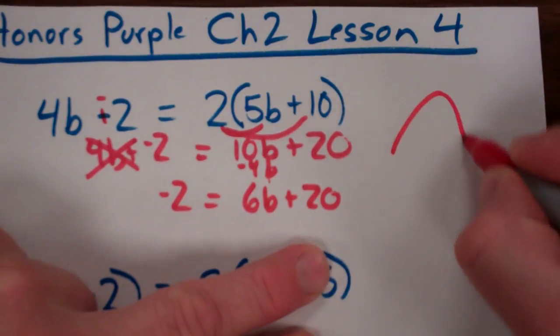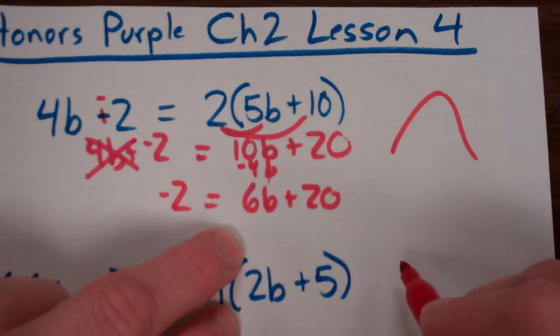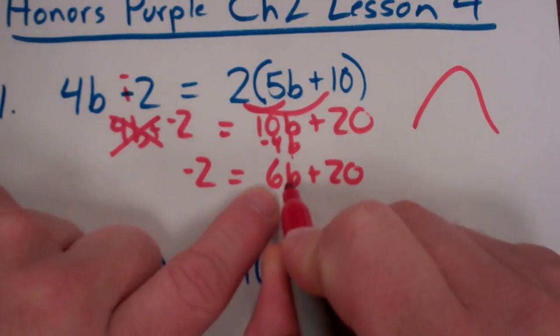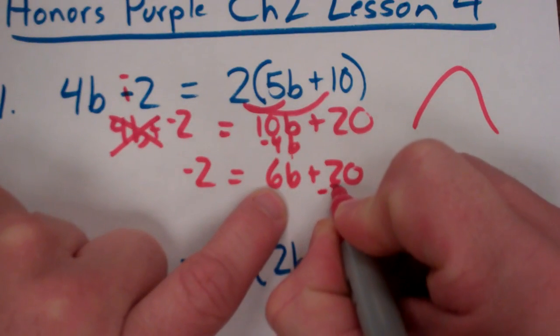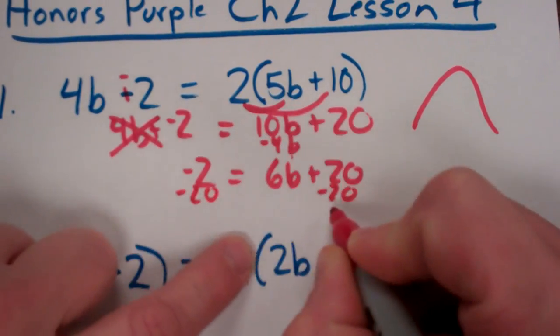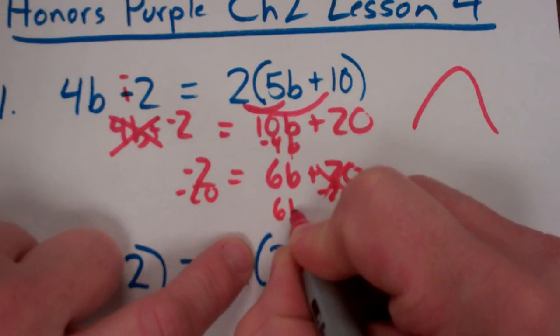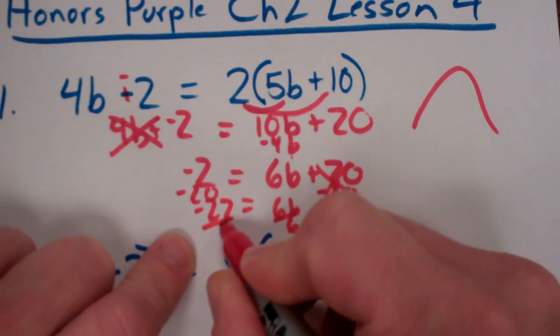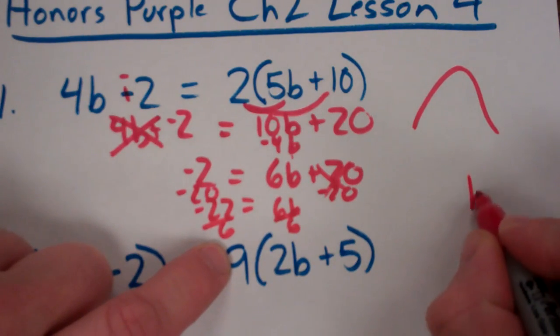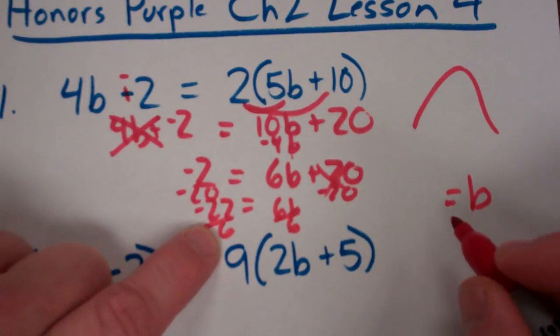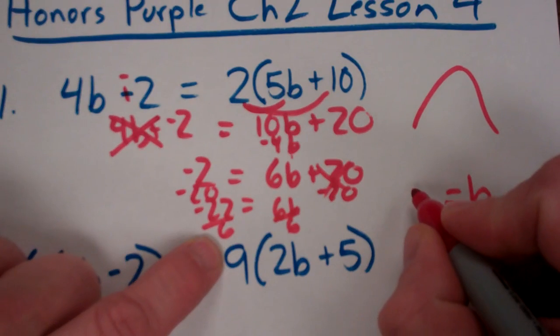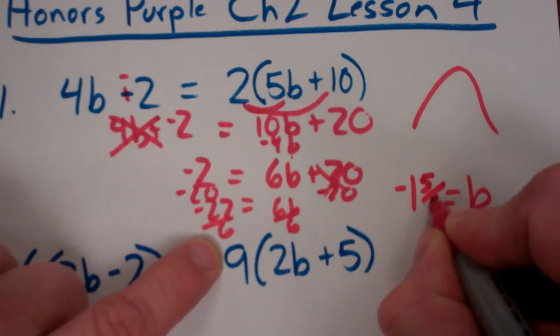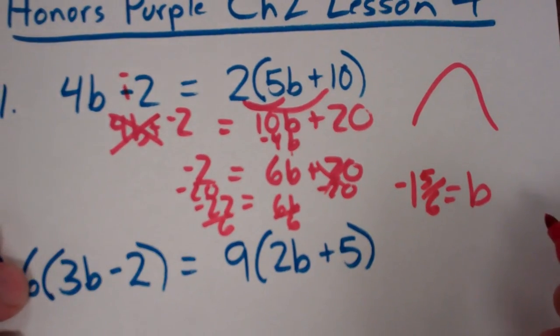So either you set up a rainbow or you do it with cancellation. I'm going to do this one with cancellation. So they did this, then this, so I undo it, subtract 20 from both sides. Those cancel out. I'm left with 6b equals negative 22. I divide by 6, divide by 6, and I'm left with b equals negative 11/6, which would be negative 1 and 5/6. b equals negative 1 and 5/6.